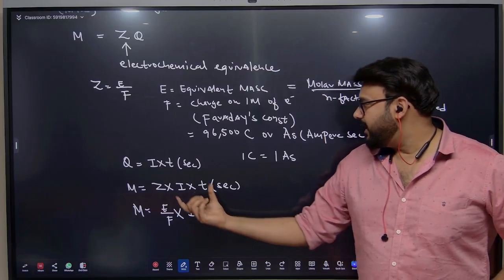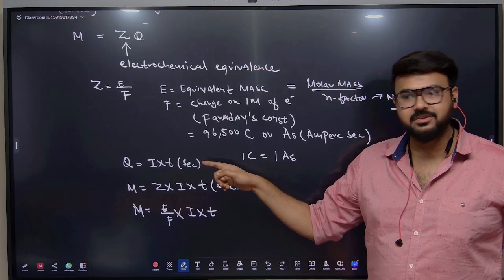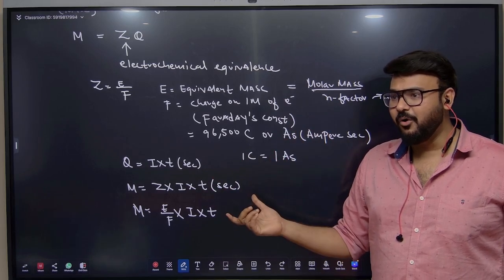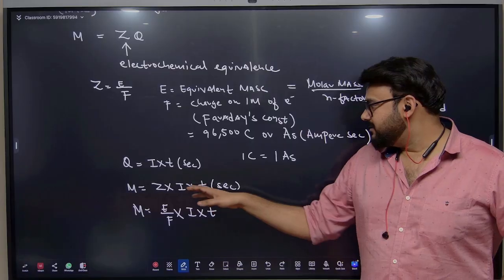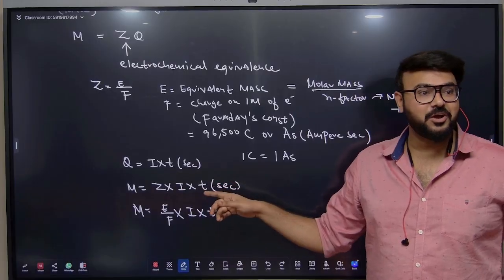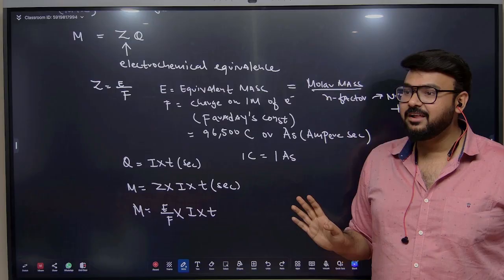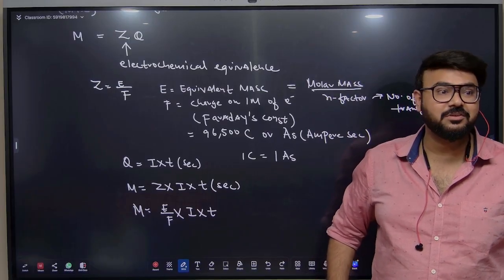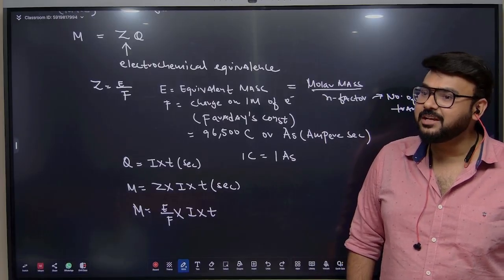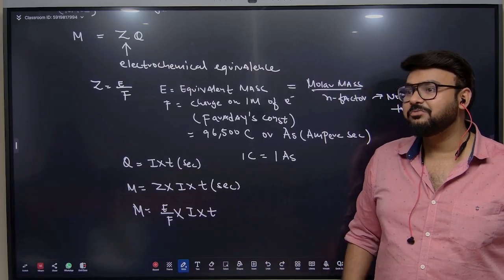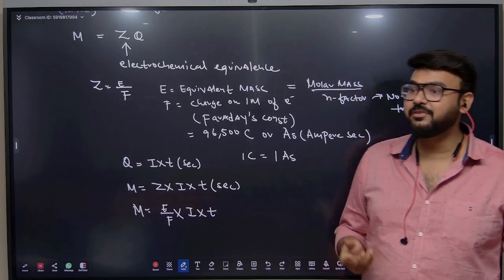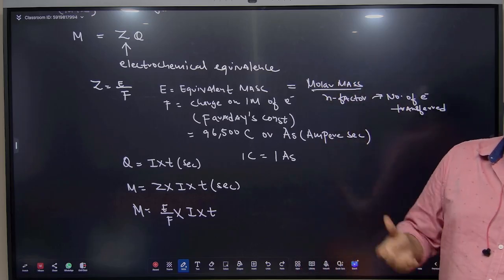Earlier, it was m equal to ZIt. They asked m straightforwardly, with Z, I, t given. Solved. Now they made a twist. From the first law, m is equal to ZIt, they will ask you to find the cross section of the electrode, find the volume of the electrode, and even the valency of the electrolyte used, or the valency of the electrode material. These are next-level questions they'll ask.